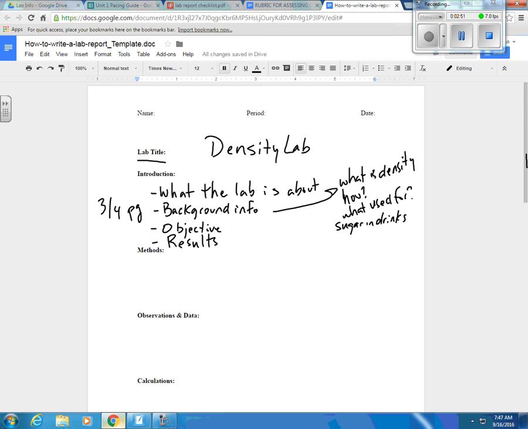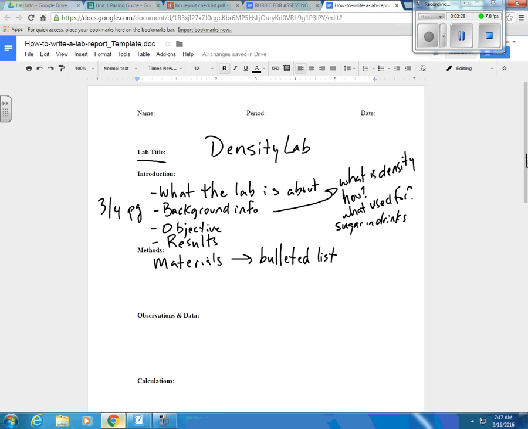If you go down to methods, methods is your materials and your procedure. Materials: what did we use? This is in a bulleted list. I don't want a sentence. And you don't have to put stuff that is obvious. You don't have to put pencil and paper. We know that you have pencil and paper. Just give the things that I provided you: beakers, pipettes, the solutions.